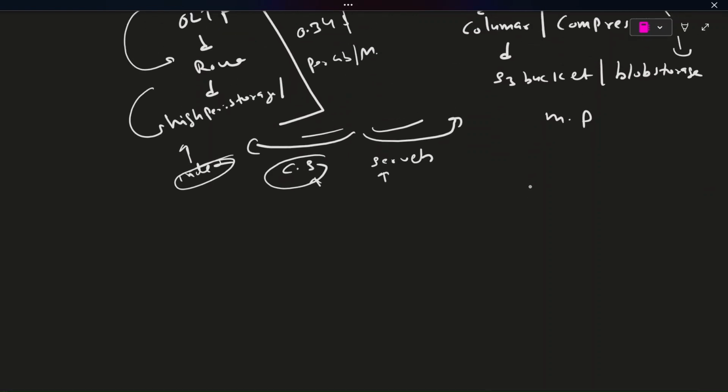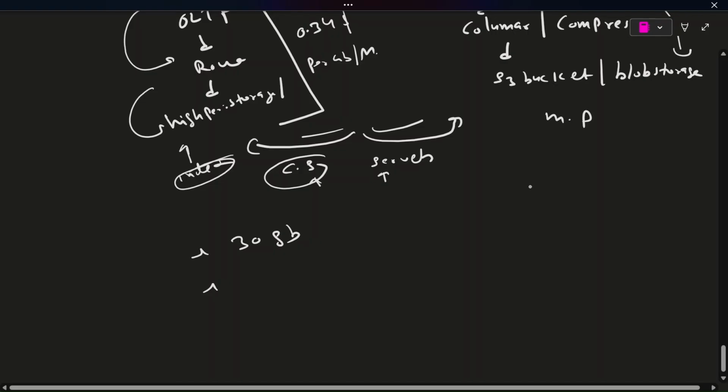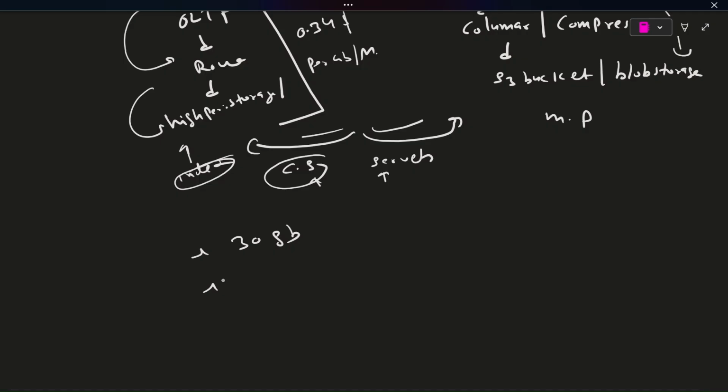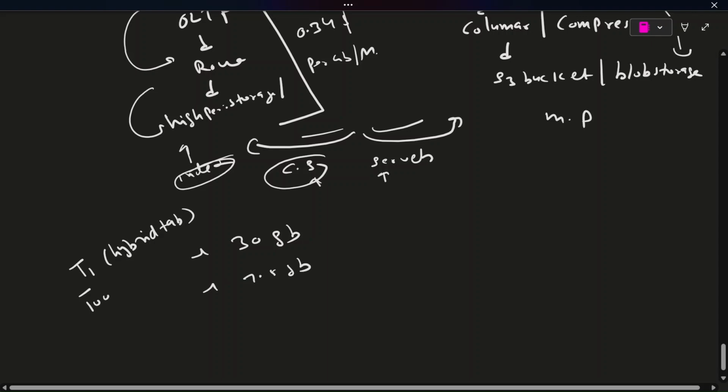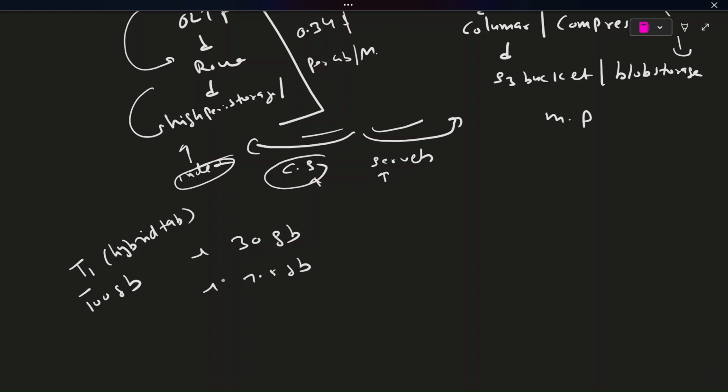Now let's say I read 30 GB data only, and I write 7.5 GB data only. Let's say this is my table 1 and this is a hybrid table, and the size is, let's say, 100 GB. And I have to read this 30 GB data from here. So for this 30 GB, how much credit will be charged? One credit it consumes. It will come to your billing.